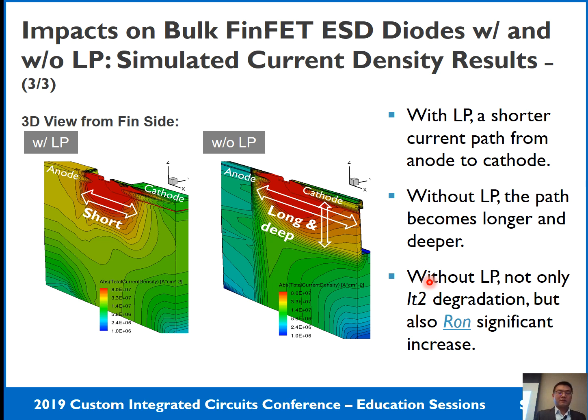Now let's rotate this fin structure 180 degrees and look at the 3D from the fin side. The fin side shows that with the landing pad, there is a shorter current path from anode to cathode. Then without the landing pad, this current path becomes longer and also deeper. So without the landing pad, there is not only IT2 degradation, but also the Ron will significantly increase.